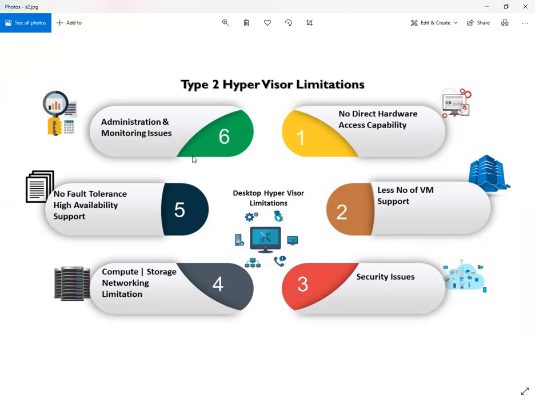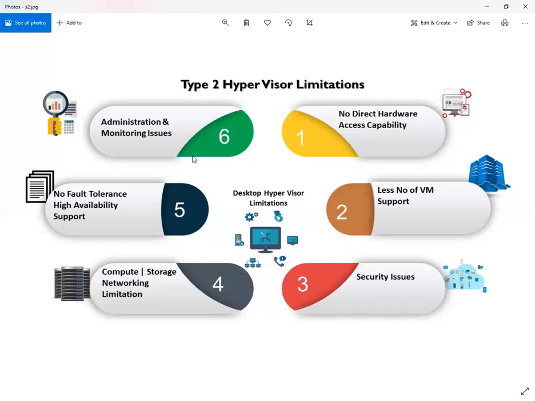And the second one is less VM support. In the production infrastructure, you know that a large number of VMs are required. So Type 2 hypervisor has its own limitation regarding the number of VMs supported.